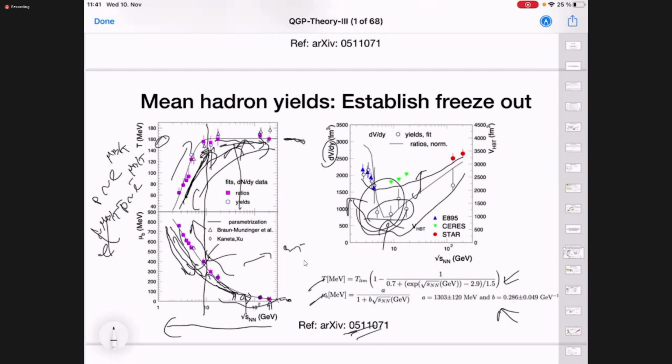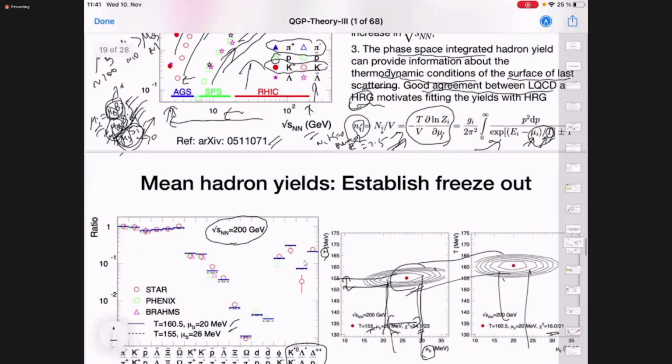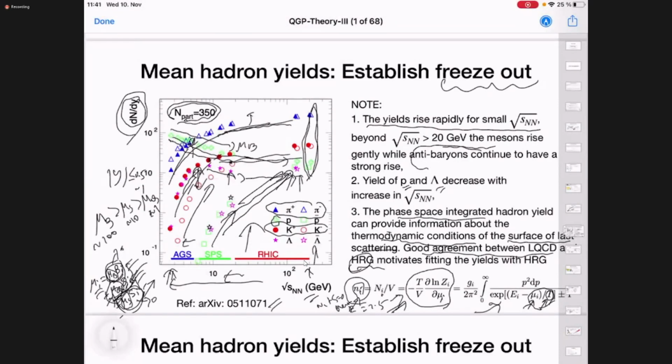Once you understand that, then we have a thermodynamic fireball which has a large mu b. If you have large mu b, then these can be understood, because proton should be large and antiproton should be less. So that initial condition needs to be understood, how that baryon stopping is happening, right?